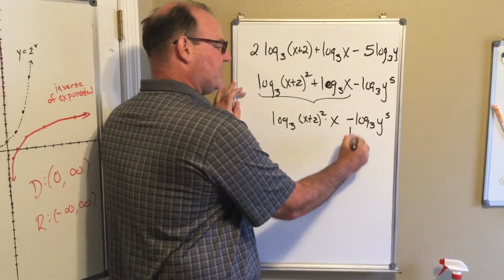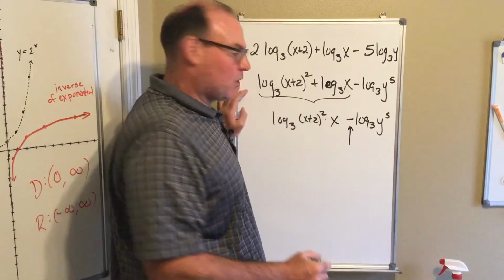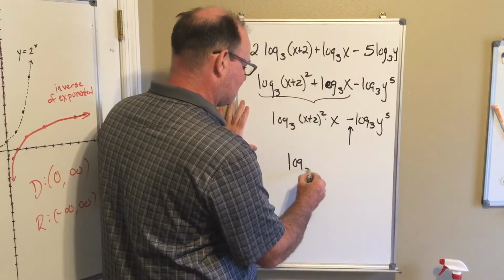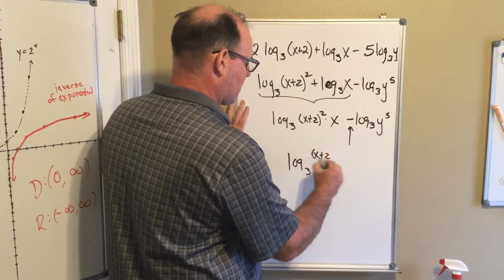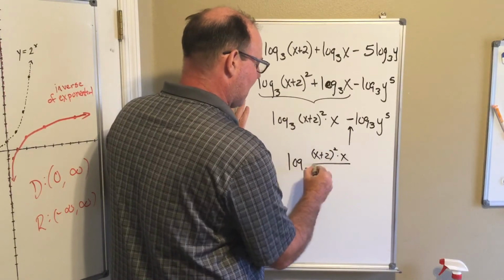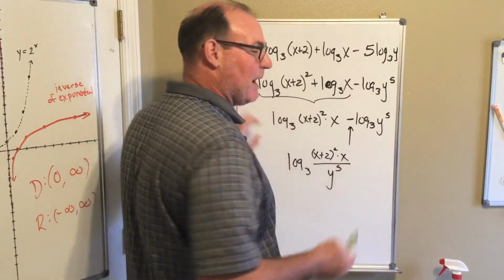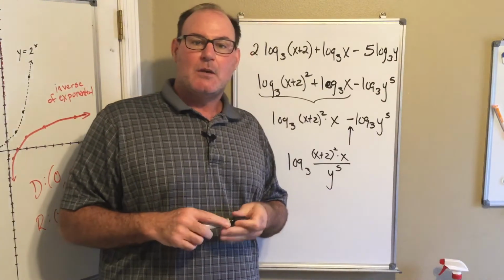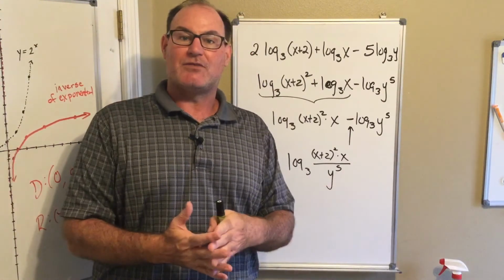And now I've got this minus sign, so I'm going to end with the quotient rule. So I've got the log base 3 of (x plus 2) squared times x in the top, and then y to the 5th in the bottom. And that is using the properties of logarithms to scrunch everything back together.